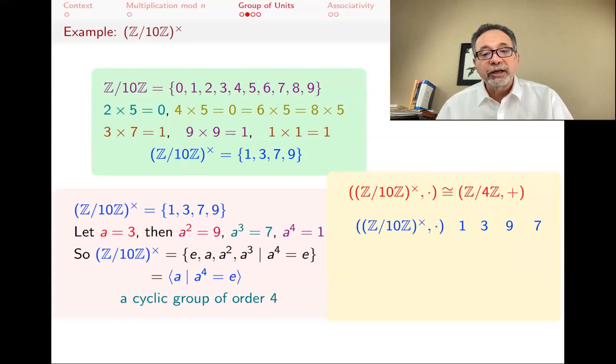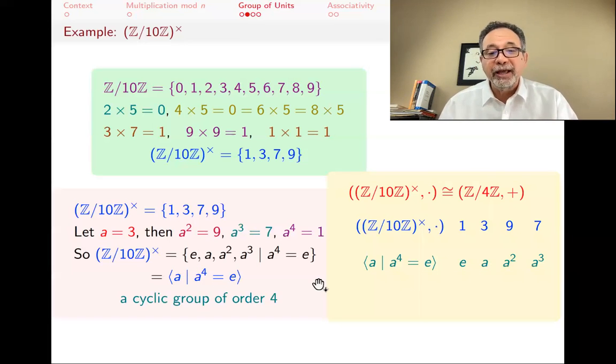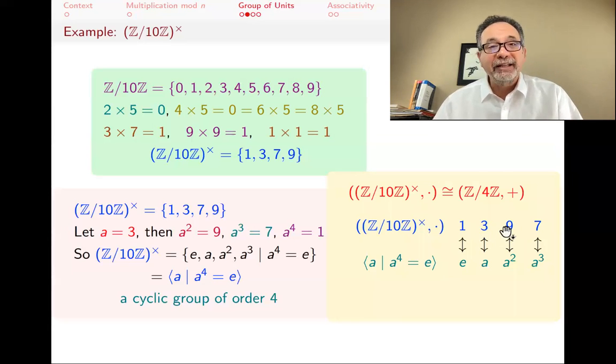The group of units of Z mod 10Z has 1, 3, 9, and 7. I wrote them in the order that they were generated by a. And the cyclic group generated by a, where we have a to the 4th equals e. The bijection is very clear. 1 corresponds to e, 3 corresponds to a, 9 corresponds to a squared, and 7 corresponds to a cubed. And the multiplication table is going to be the same. So 3 times 9 is 7, and a times a squared is a cubed. The inverse of 9 is itself. The inverse of a squared is itself. Everything in the multiplication table, the way these multiply is the same as the way those multiply.